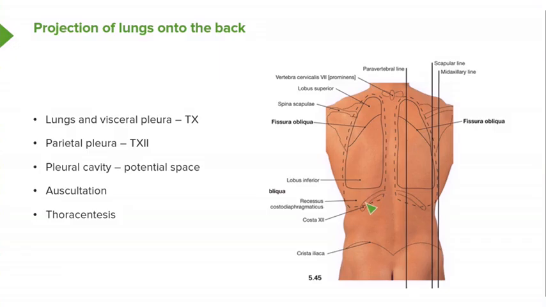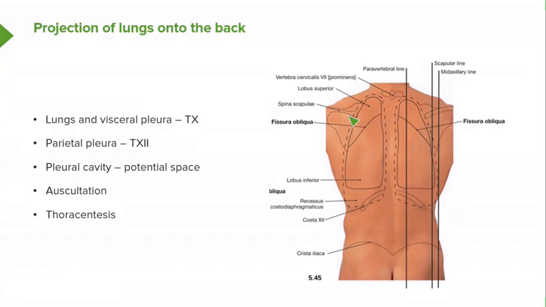And then if we look here more inferiorly, where we have the hashed line, the hashed line represents the inferiormost limit of the parietal pleura. And then between the visceral pleura and the parietal pleura, we have a potential space that's referred to as the pleural cavity. We also have the spine of the scapula at this level.